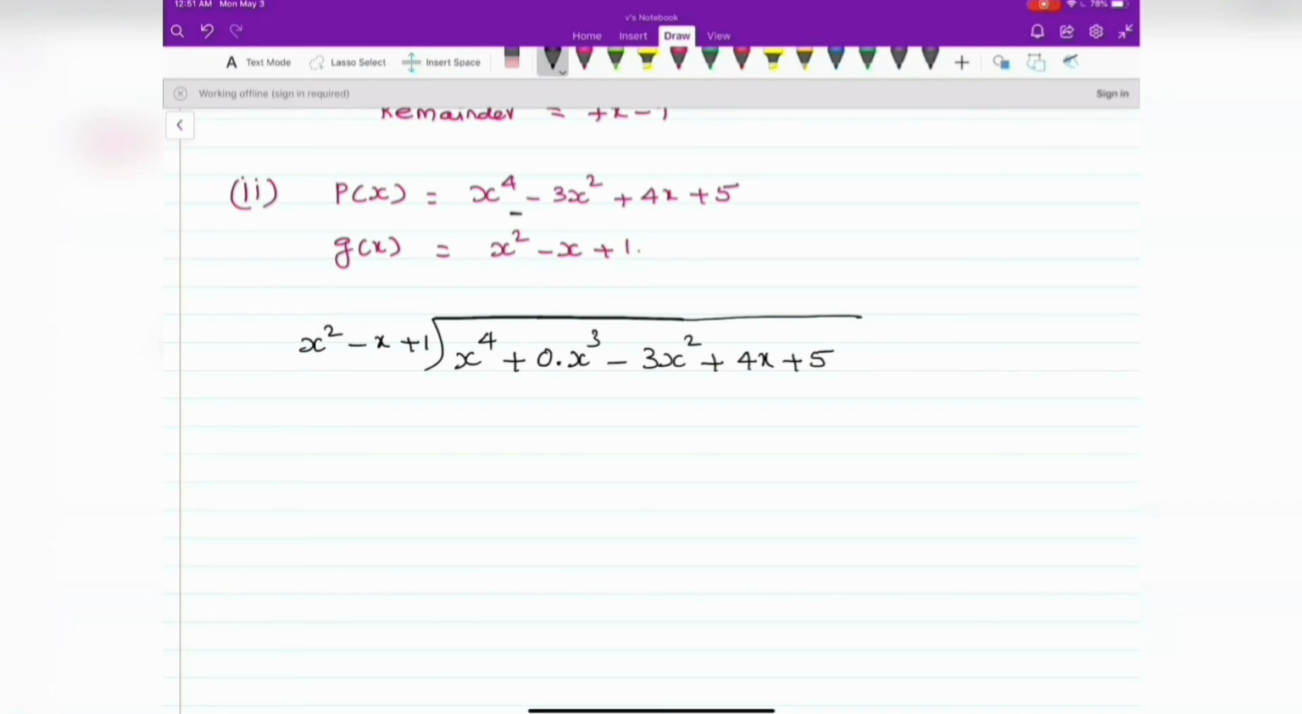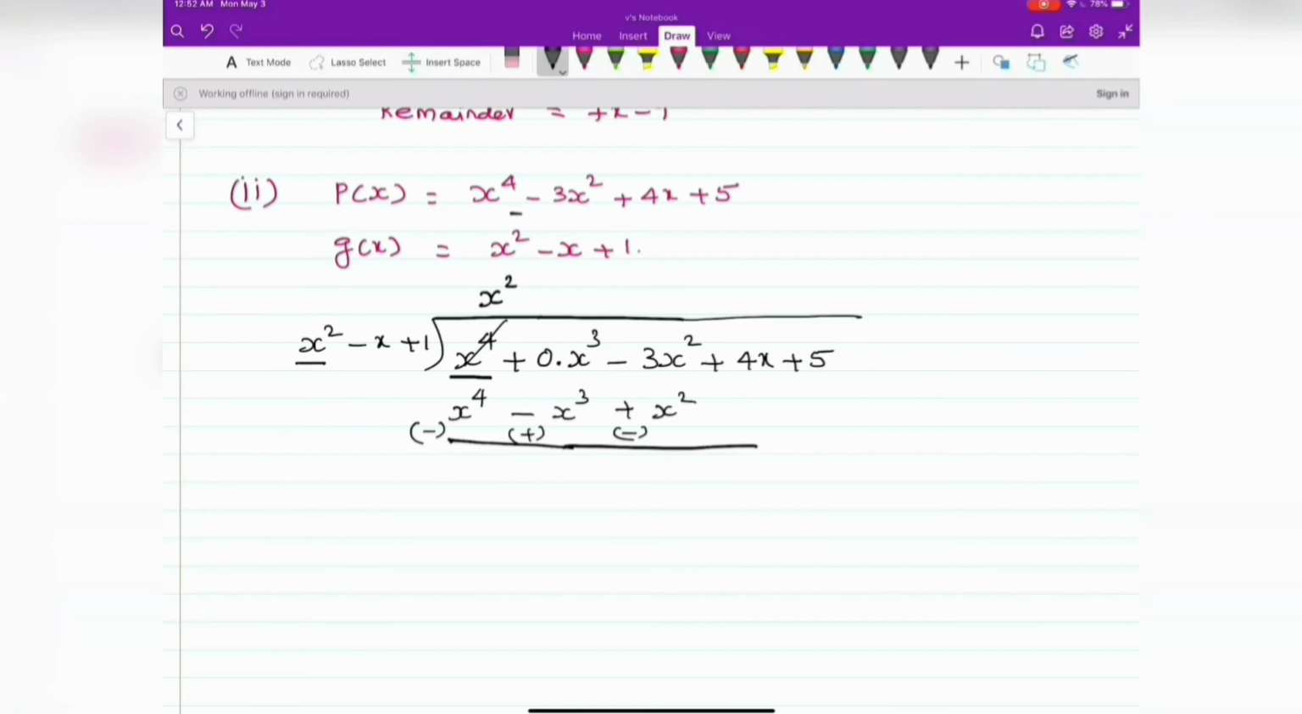Okay, if I see the first term in the dividend, it is x power 4, whereas in the divisor, it is x square. So let me multiply it by x square. That will give me x square into x square, which is x power 4. Then minus x into x square will give me minus x cube. Then 1 into x square will give me plus x square. Now I have to subtract. The sign will change.